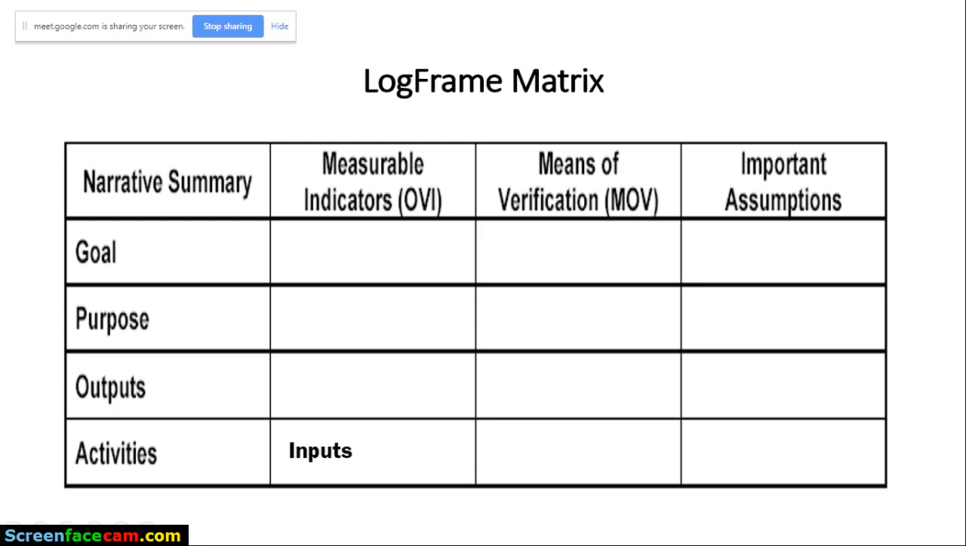So that's what we mean when we say important assumptions. It will be an assumption that will affect your activities, an assumption that is likely to affect your outputs, an assumption that may affect your outcome, which is the purpose, and an assumption which may affect your goal.